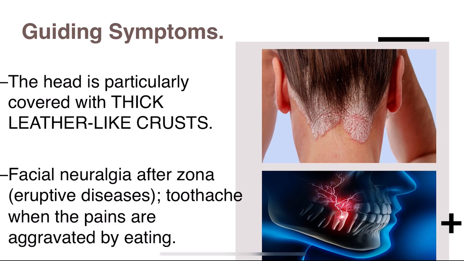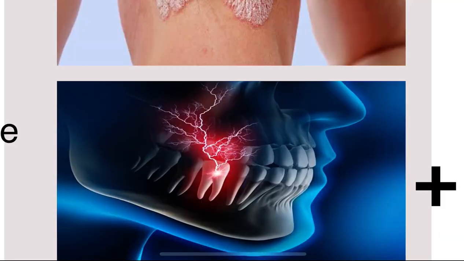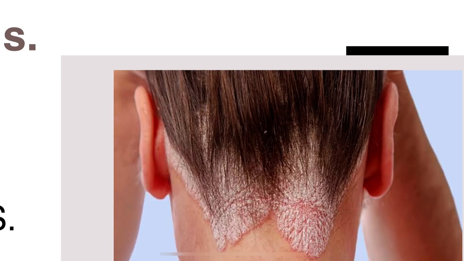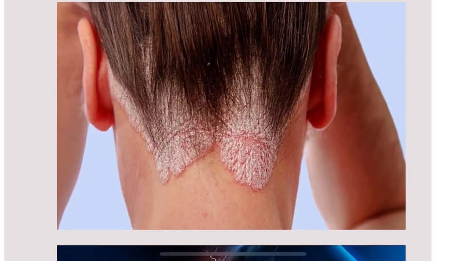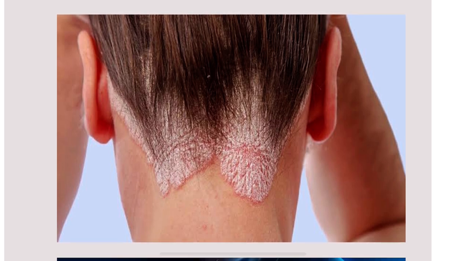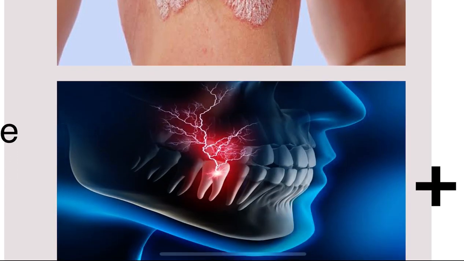Moving further, the head is particularly covered with a thick leather-like crust. You can see in the picture here that the head, the scalp, will be covered with a crust. This crust is going to be thick and leather-like. In the picture, you can see the thick leather-like crust, and seeing the picture, we can tell that there is neuralgia, especially facial neuralgia.